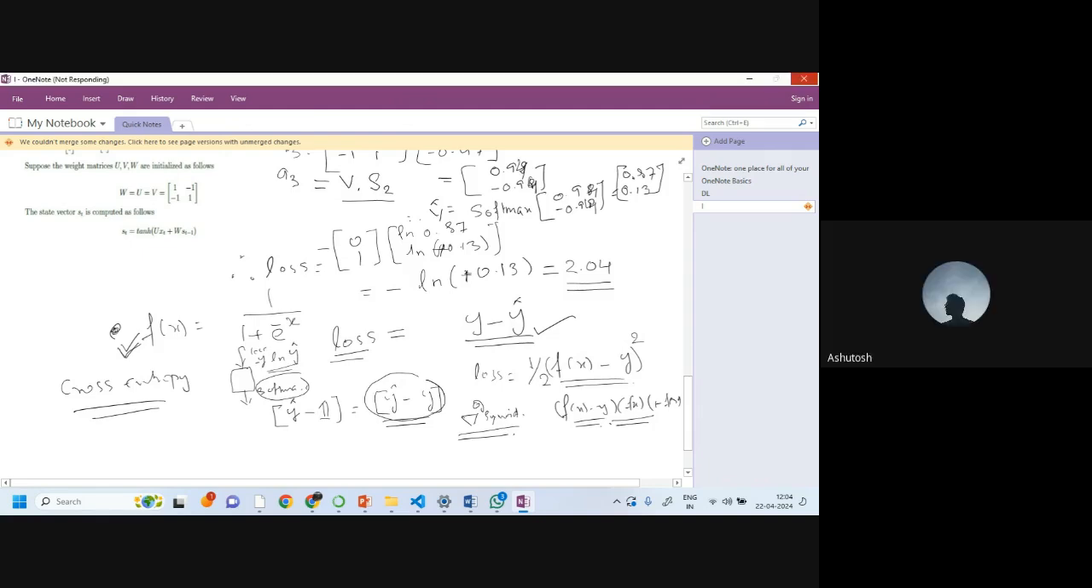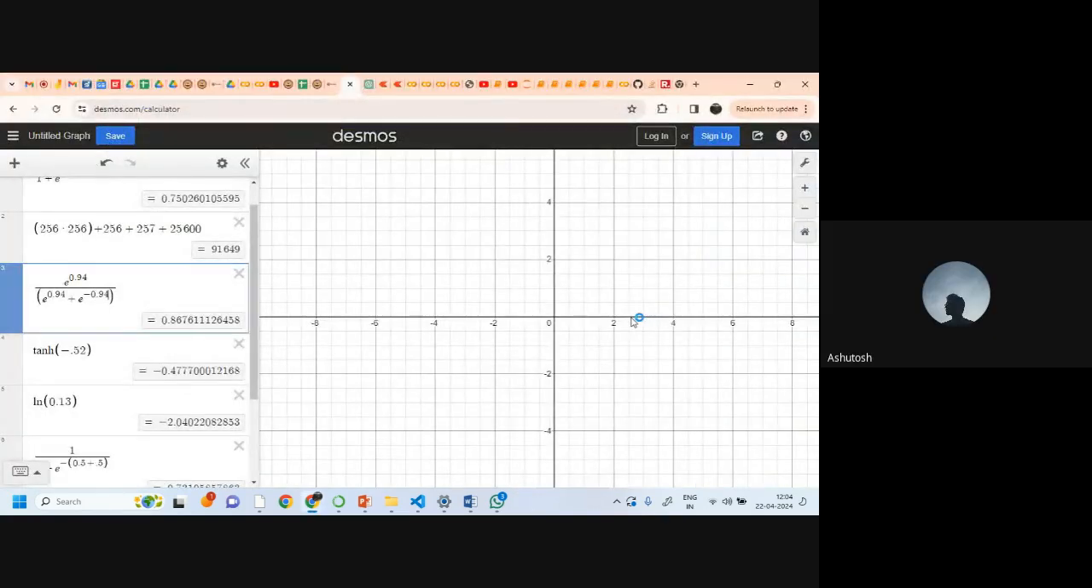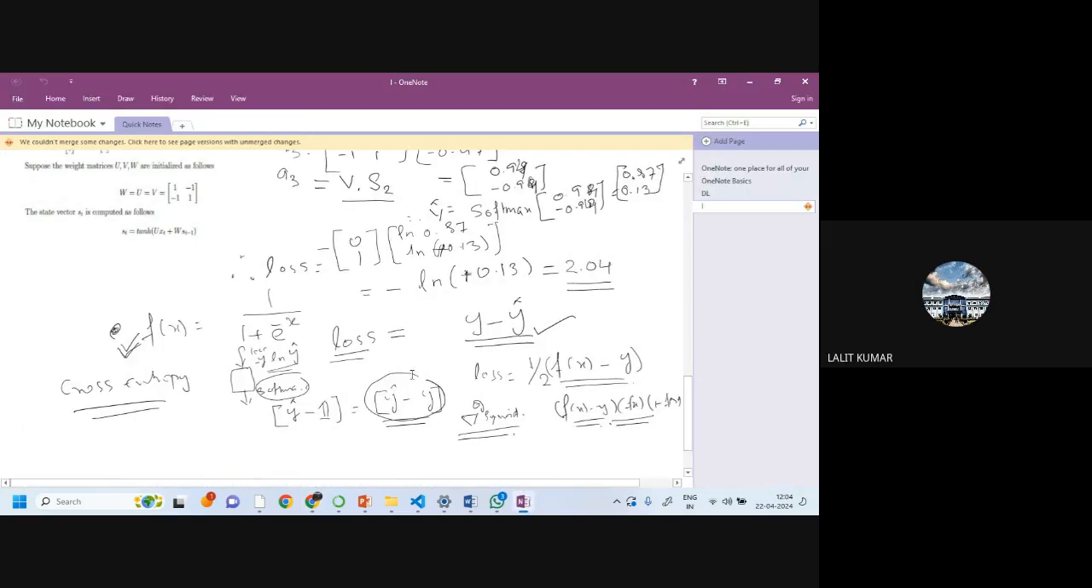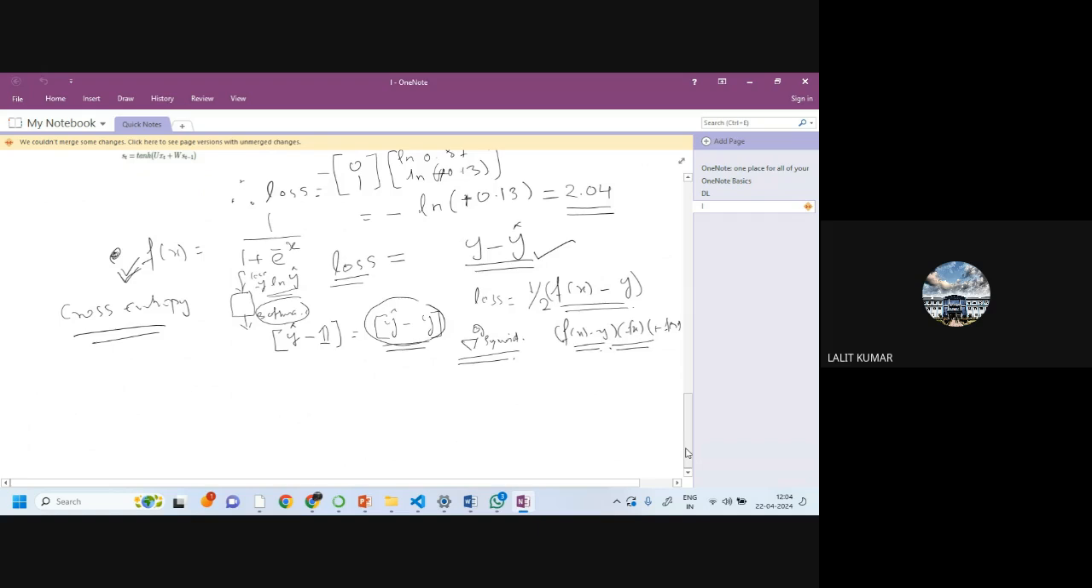Sir, for the sigmoid one, how did minus y ln y hat come? Okay, just hold on. As the professor did the complete derivation of this, your fx is equal to 1 over 1 plus e to power minus x. Right. Loss function for this is equal to 1 by 2 fx, coming to MSE, mean square error, y cap minus y whole square.